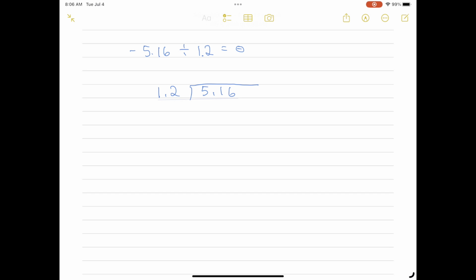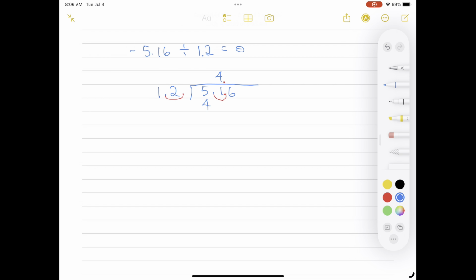5.16 divided by 1.2. You need to move the decimal over one place in 1.2 to make it a whole number, which means you also need to move the decimal in the dividend over one place to the right. Then you align the decimal point on the quotient line, and 12 goes into 51 4 times. 12 times 4 equals 48.